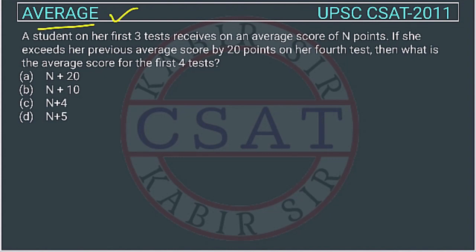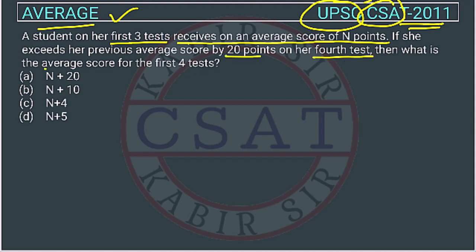This is a question of average asked by the UPSC CSAT exam in 2011. A student on her first 3 tests received an average score of n points. If she exceeds her previous average score by 20 points on her 4th test, then what is the average score for the first 4 tests? So the question is asking what the question has given. The question has given the average score of the first 3 tests. They have given the average score is n of the first 3 tests.